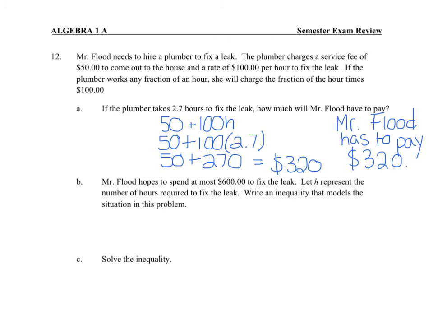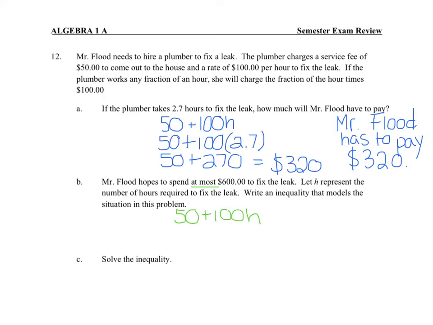Next question. Mr. Flood hopes to spend at most, so that's a key word, at most $600 to fix the leak. Let H represent the number of hours required to fix the leak. Write an inequality that models the situation in this problem. Well, just like the last problem, we said we start with $50 and then it's $100 for every hour or fraction of the hour. So we know that we have 50 plus 100H, which is what the plumber is charging.